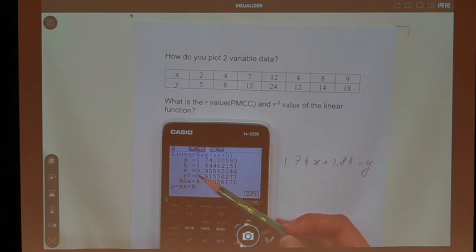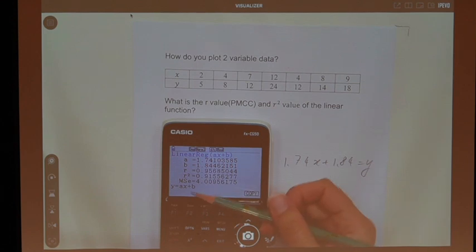R value is the correlation. Closer to 1, stronger the relationship. This is a positive number, so I would say this is a strong positive relationship between x and y. R squared value is like how thick the line is. R value only for linear. R squared value can be for other equations as well. Done that? R and R squared value.